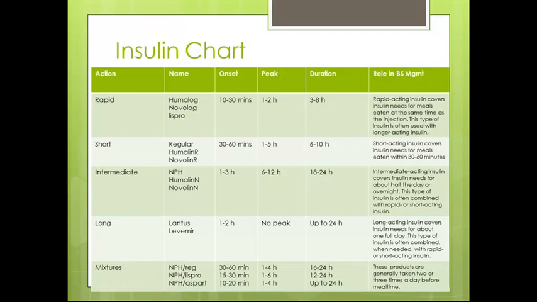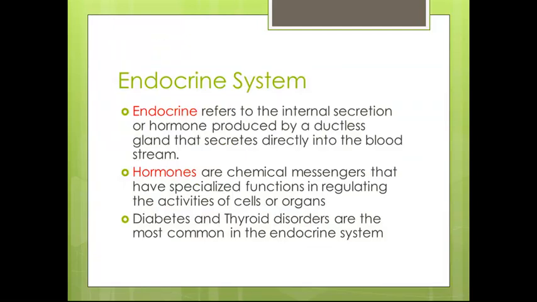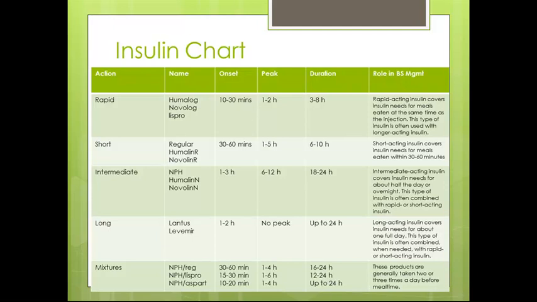So here's the insulin chart. There's also a chart in your book. You will want to memorize this for your unit tests and also for your final exam. So rapid acting insulins include Humalog, Novolog, and Lispro. Onset is 10 to 30 minutes, peak is 1 to 2 hours, duration is 3 to 8 hours. Rapid acting insulin covers insulin needs for meals eaten at the same time as the injection. This type of insulin is often used with longer acting insulins, such as Lantus.